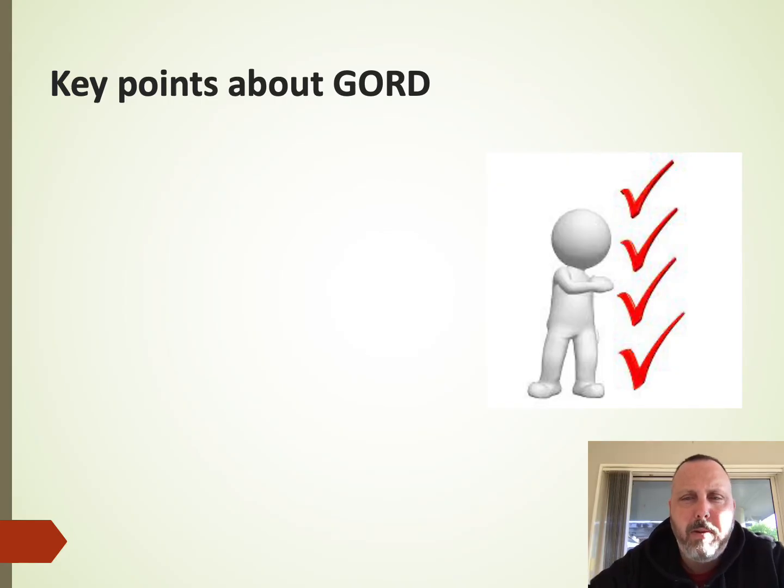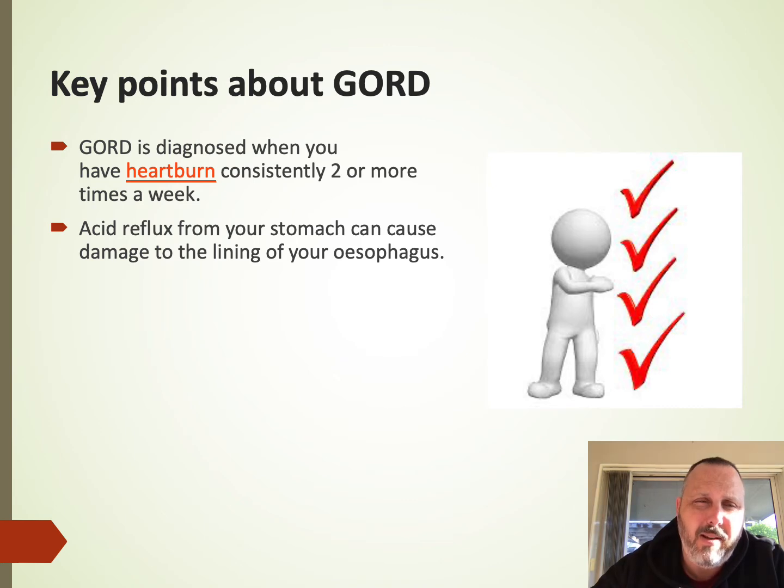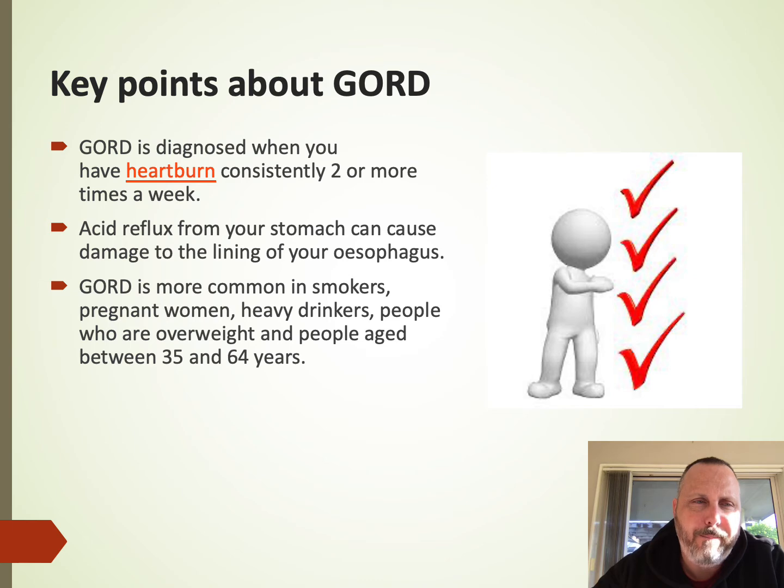Okay, the key points to remember about this, the main takeaways. It's only diagnosed when you have heartburn consistently more than twice a week. So having it now and then, like most of us have had, does not constitute this. It's only that repeated exposure of the esophagus to the acid from the stomach that causes a long-term issue. The damage gets done by the acid from your stomach and the repeated presence of that in your esophagus.